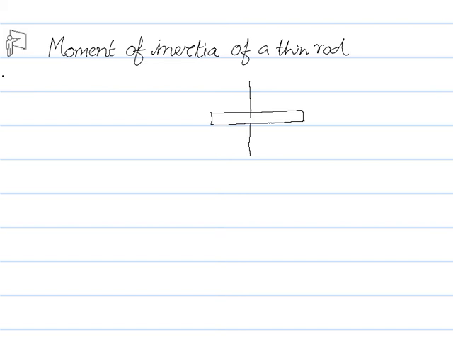Let m be the mass of this rod and L the length of this rod, so the mass per unit length, that is the linear density of this rod, is m by L. This is the linear density, mass per unit length. Now let us imagine an elementary strip of this rod. Let delta x be the width of this elementary strip, situated at a distance x from this axis.